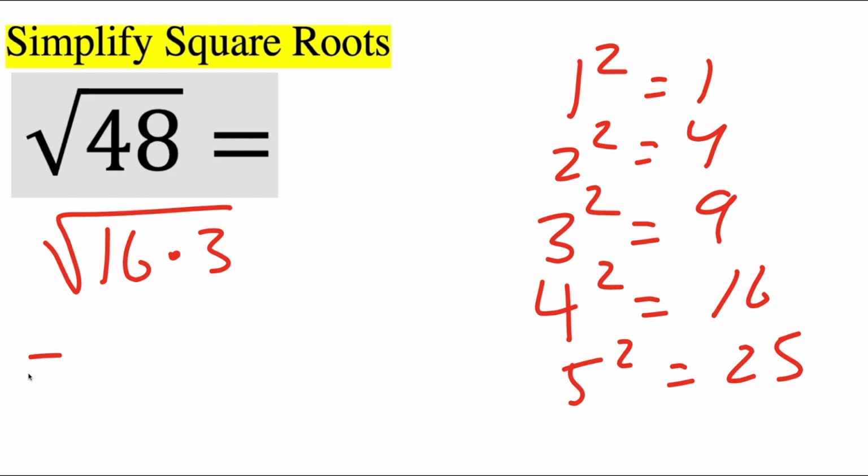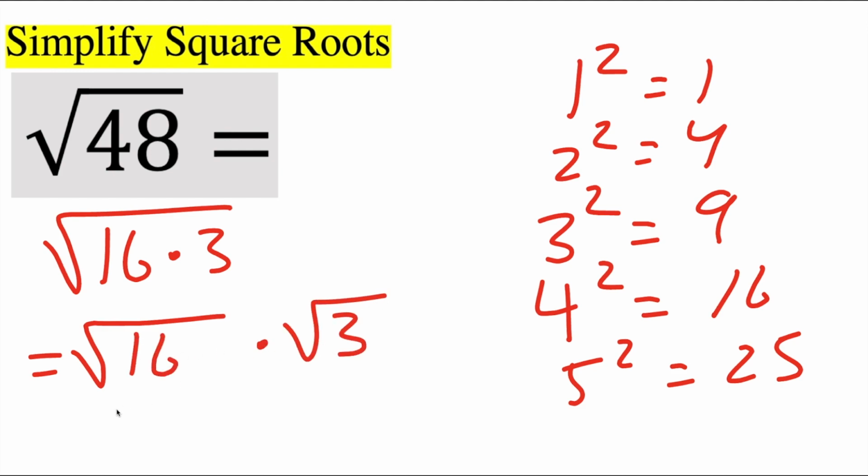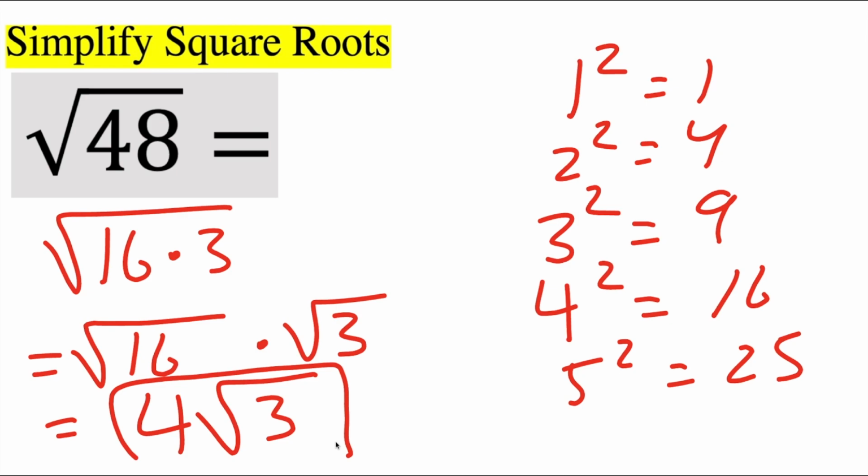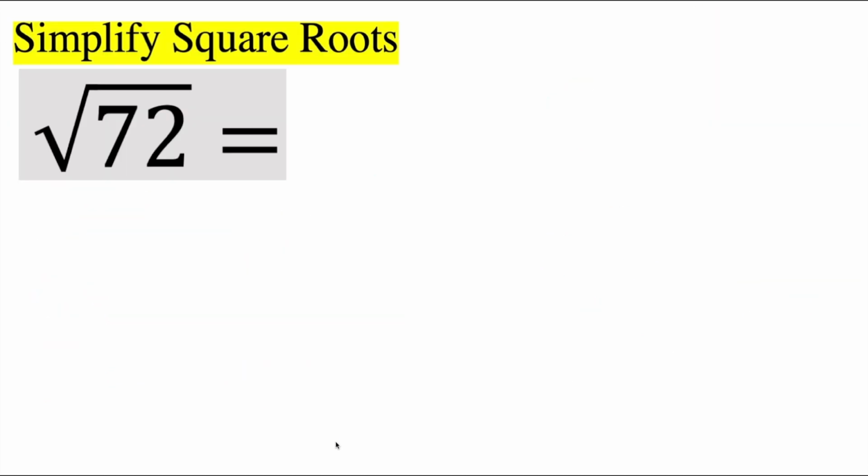So we're going to break it down into 2 radicals: the square root of 16 times the square root of 3. And the square root of 16, what number times itself gives you 16? Well, 4 times 4 is 16. So we put a 4. So our final answer is 4 square root of 3. And that's our second problem. We have one more. Now I would recommend pausing the video and attempting it.